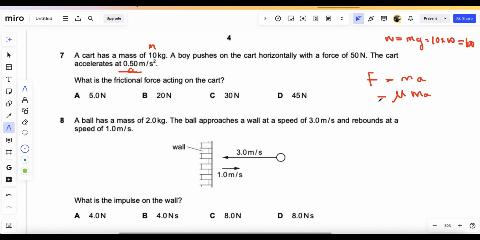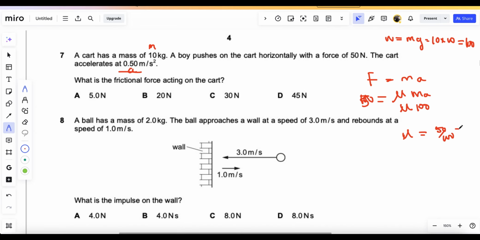The weight, which is 100, is used with the coefficient of friction. The weight is 100 and here is 50, so this is 50 over 100, which gives us 0.5.